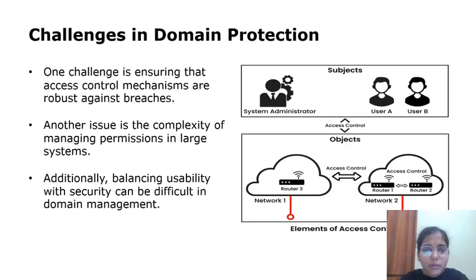Challenges in domain protection. One challenge is ensuring that access control mechanisms are robust against breaches. Another issue is the complexity of managing permissions in large systems. Additionally, balancing usability with security can be difficult in domain management.